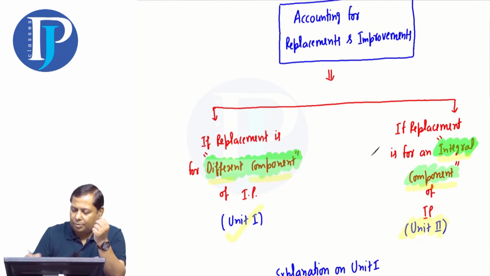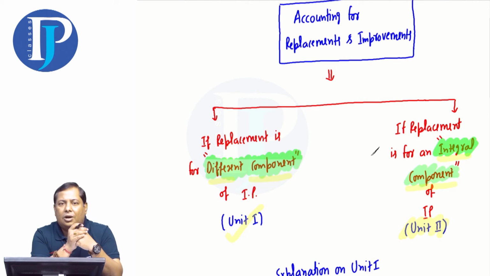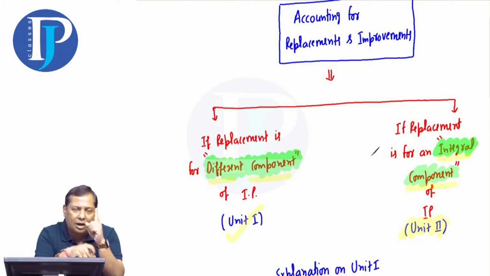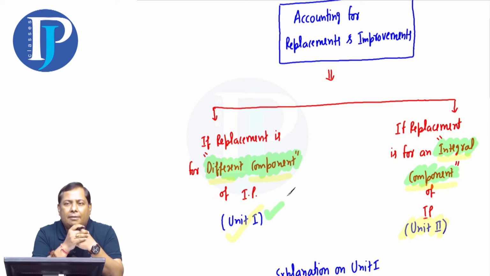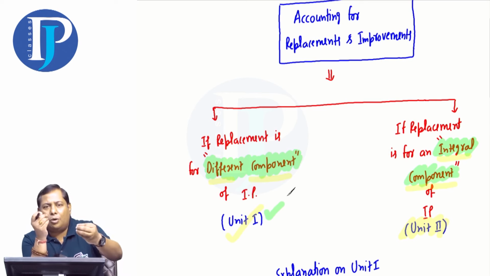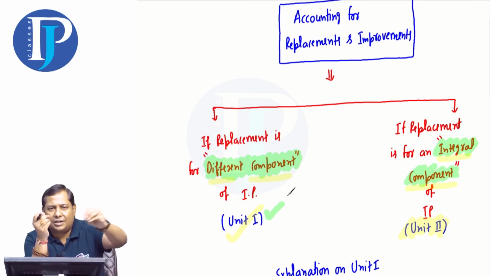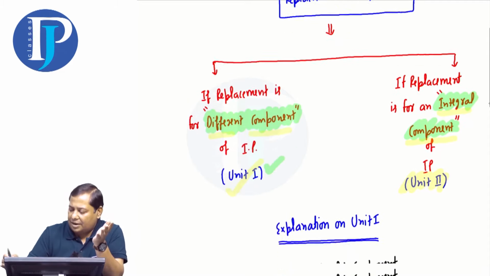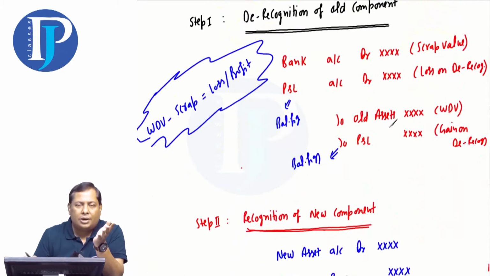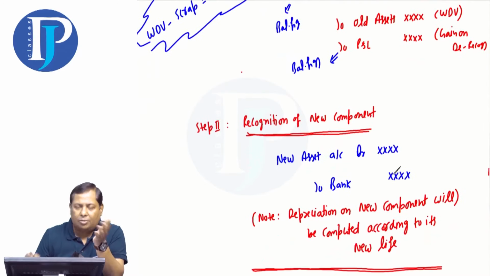I told you about the two parts of replacement. It will either be a replacement of a different component, or the replacement will be of an integral component. I have just explained unit number 1 to you all. Different components: what happens in different components? The old component is derecognized. The difference between its carrying amount and its scrap value is added to P&L and closed, and we recognize the new component. The first entry passes bank debit, P&L debit to the old component. The next entry is passed to the new component account debit to bank, and it starts depreciating based on its new life.